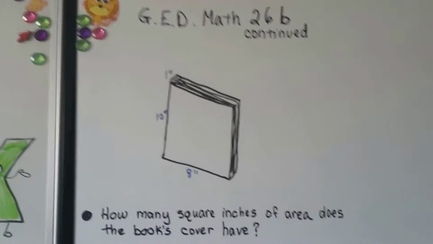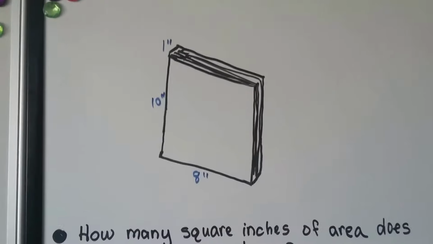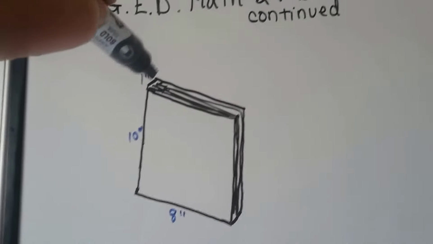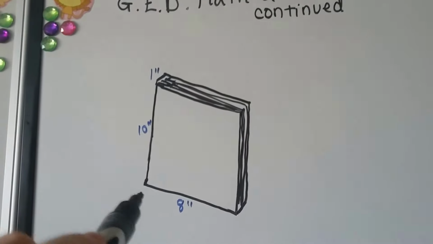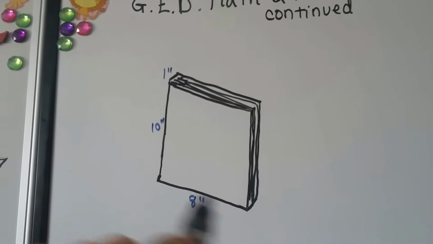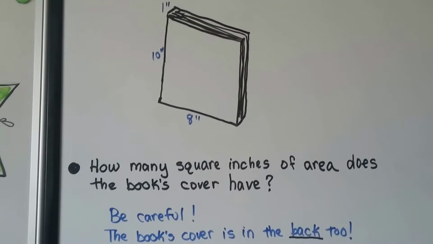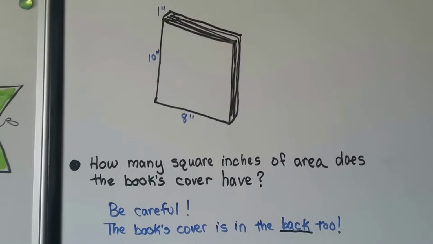All right, so I wanted to throw this last one in here. We have a book here. We can see that this part of the book, the binding part, is 1 inch across. It's 10 inches tall and 8 inches across this way. And it's asking us how many square inches of area does the book's cover have?